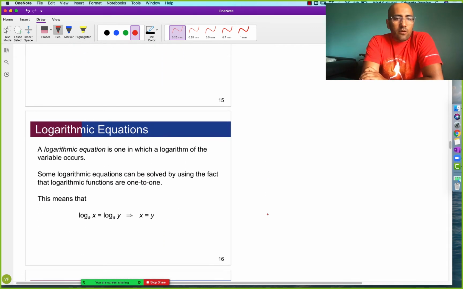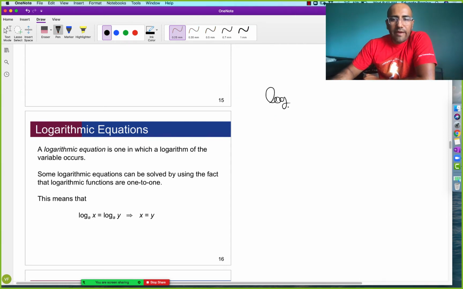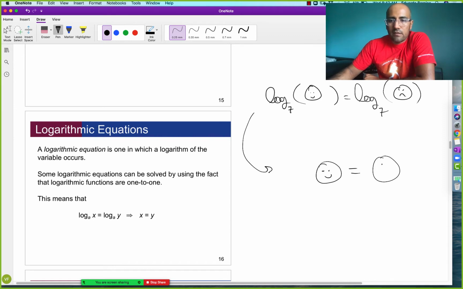Okay, logarithmic equations. Logarithmic equations are going to be similar. We have equations we're trying to solve, and we get to use logarithms as a way of solving them. And we want to be able to apply this statement here: if an equation has log base 7 of something, happy face, equal to log base 7 of something, sad face, well, whatever these are, they must be equal to each other, right? They both have the same index. So this property is saying that they must both have the exact same argument. That must mean that this is equal to this. Any questions?